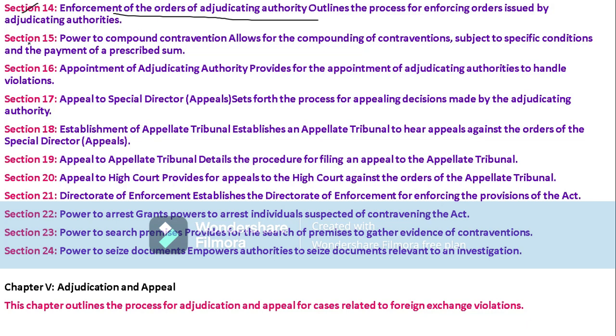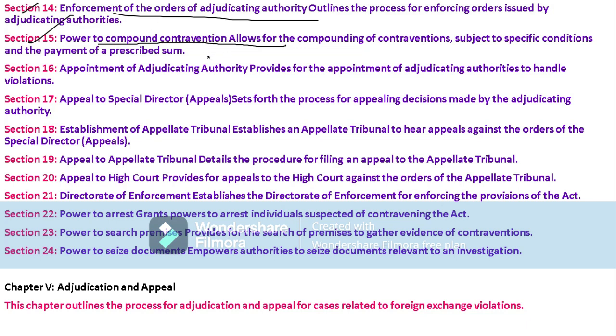Now coming to section 15. So power to compound contravention allows for the compounding of contraventions subject to specific conditions and the payment of a prescribed sum. Here compounding means, so if at all there is a contravention made by the authorized person, penalty will be implemented on that contravention.